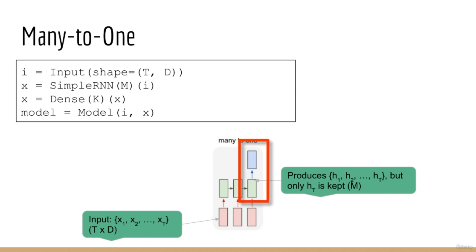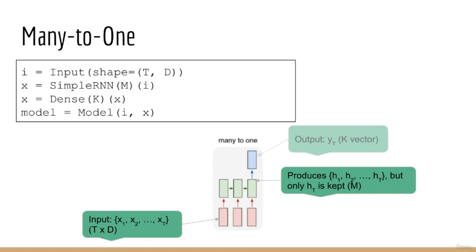By default, we only get to keep the final h of big T, which includes all the information from the past. In other words, the output of the simple RNN, by default, is an M-size vector, h of big T. From this, we pass this through one or more final dense layers, which is like a regular ANN. So supposing we have K outputs, our output will be a vector of size K.